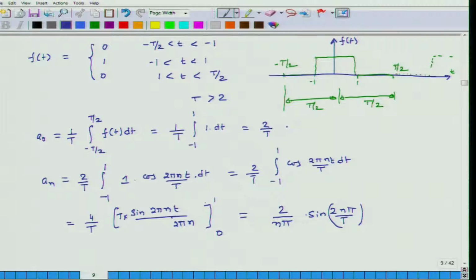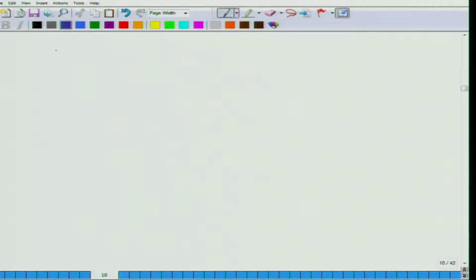So we will write down the results. a0 is equal to 2 over T, an equals 2 over n pi times sine 2 n pi over T, and if you do the math, bn actually comes out to be 0. We will not go into that, but please do it and make sure that it comes out as 0. Now we are going to make some observations and look at the amplitude spectrum of this function.